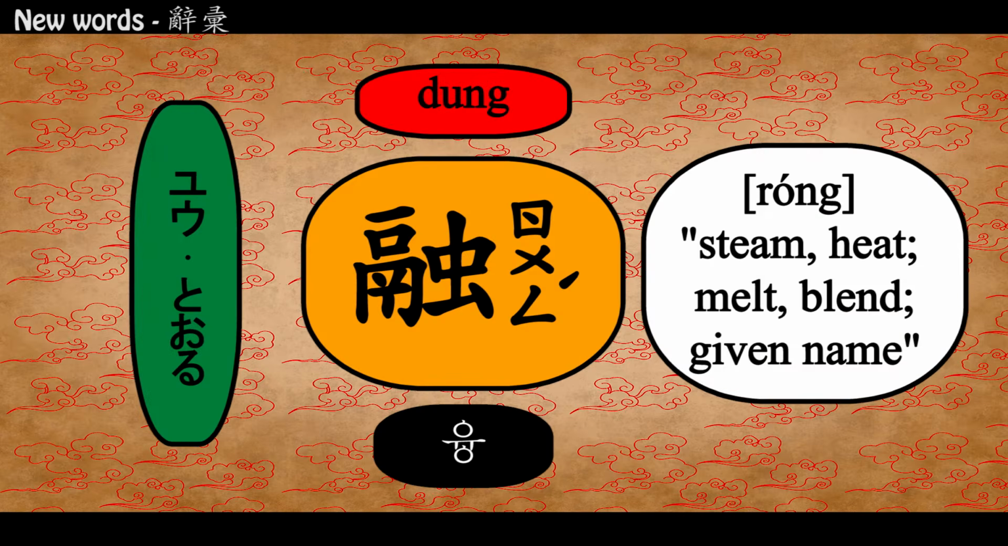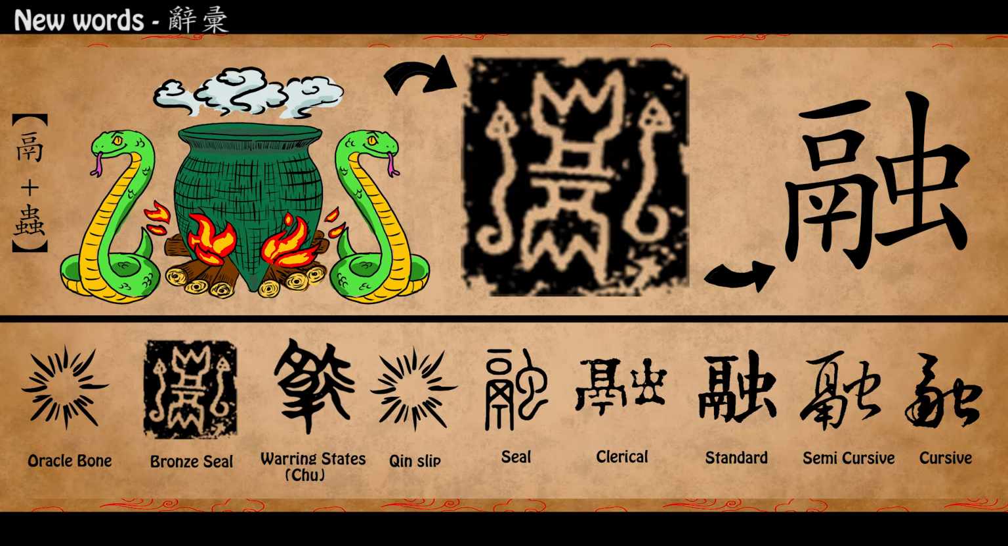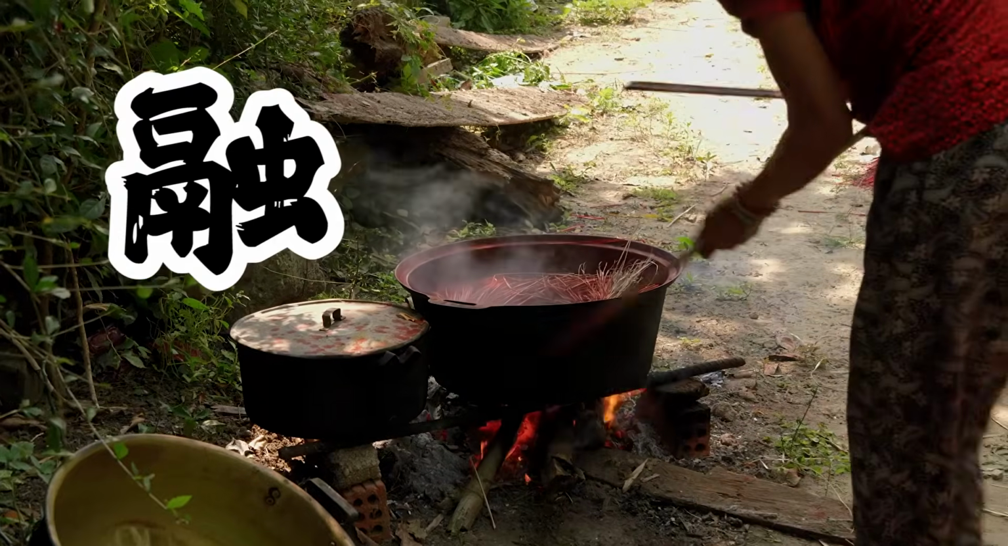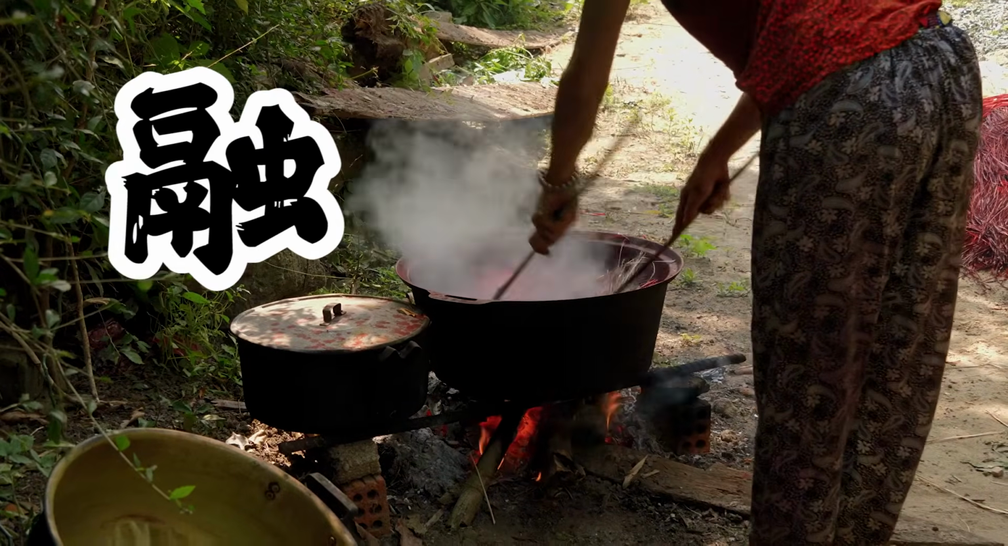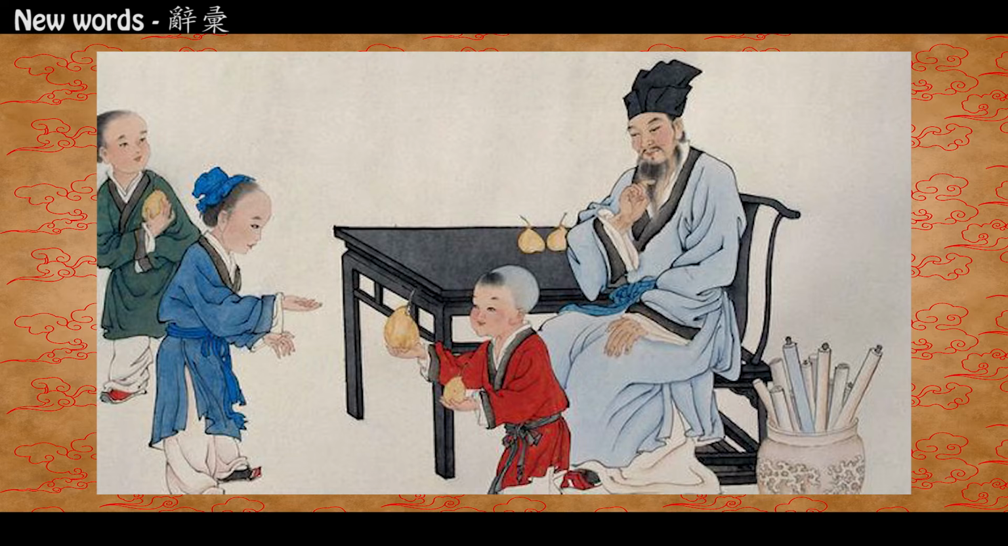Rong, steam, heat, to melt, to blend. Also a name. From li, a kettle or roaster, and shortened down chong, worm, bug, giving the reading. When the kettle is seething, the steam rises in the air like writhing worms. Here, Rong is a name, short for Kong Rong, another Chinese wonderchild from the Eastern Han. We'll see more of him in the commentary.